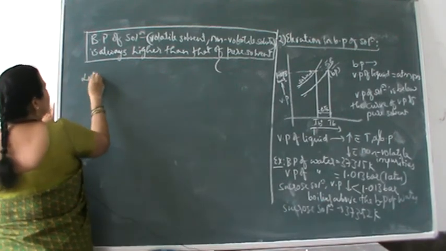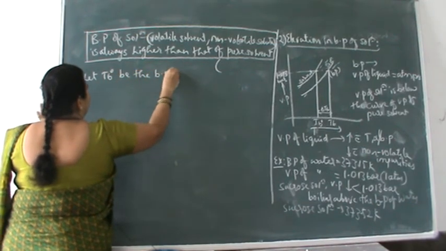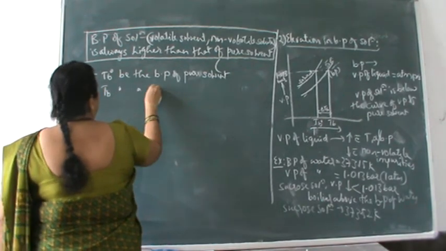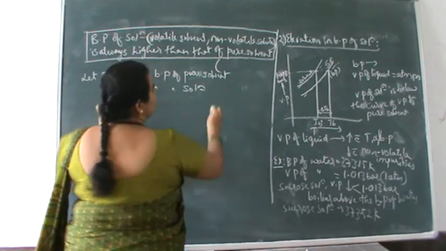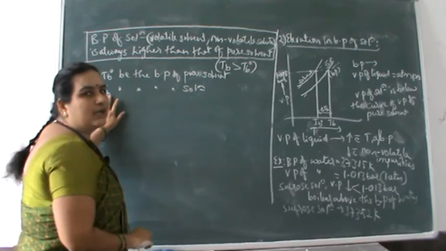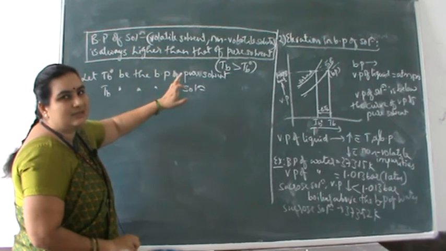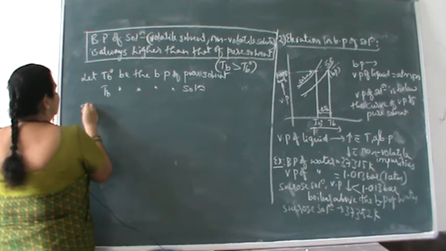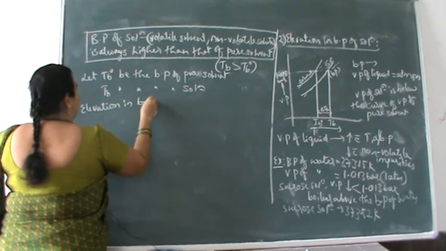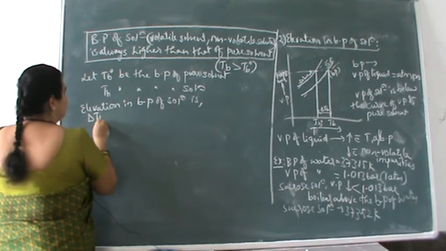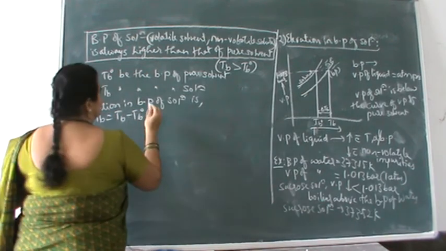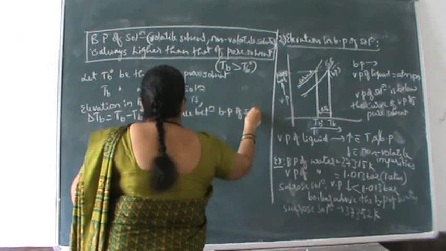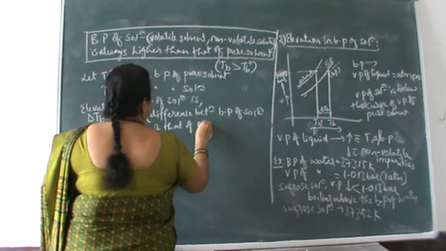Let TB naught be the boiling point of the pure solvent, and TB be the boiling point of the solution. What will be the condition here? TB is greater than TB naught. So the boiling point of the solution is always higher than the boiling point of the pure solvent. Delta TB is equal to TB minus TB naught, the difference between the boiling point of the solution and that of the pure solvent.